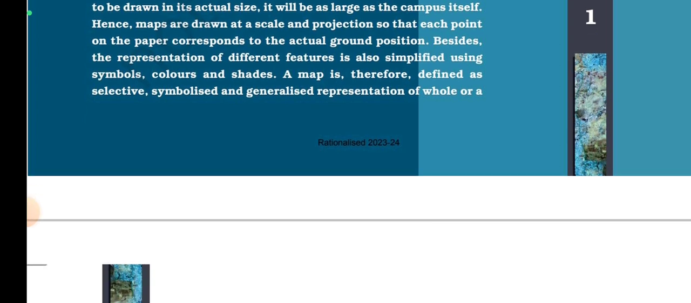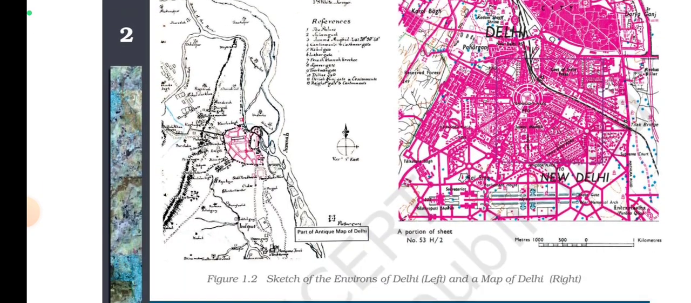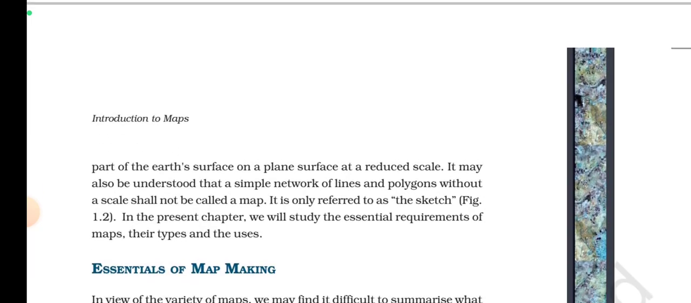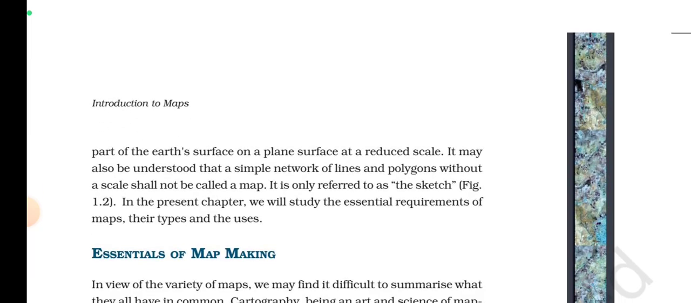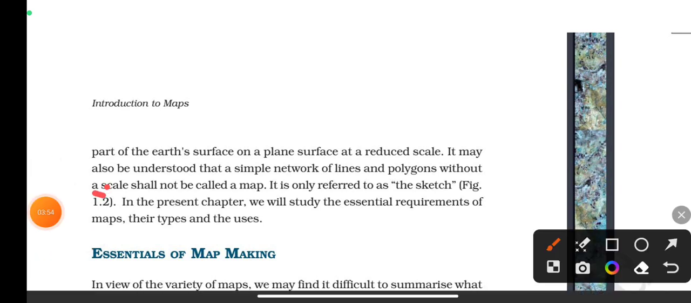A map is therefore defined as a selective, symbolized and generalized representation of whole or a part of the earth's surface on a plane surface at a reduced scale. It may also be understood that a simple network of lines and polygons without a scale shall not be called a map. It is only referred to as a sketch. So a map without scale is a sketch. In the present chapter, we will study the essential requirements of maps, their types and their usage.